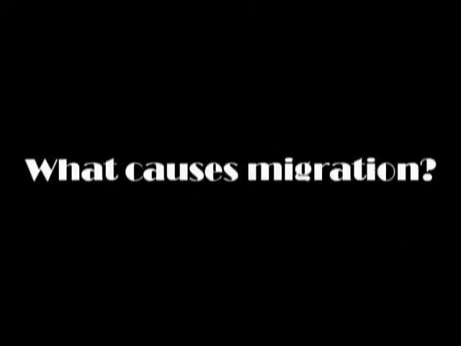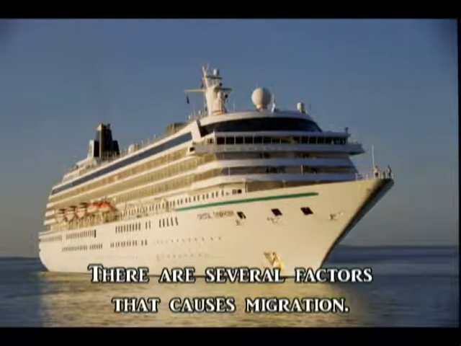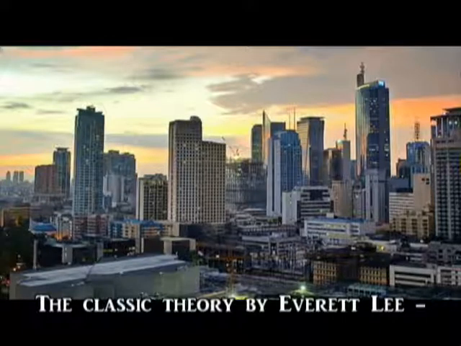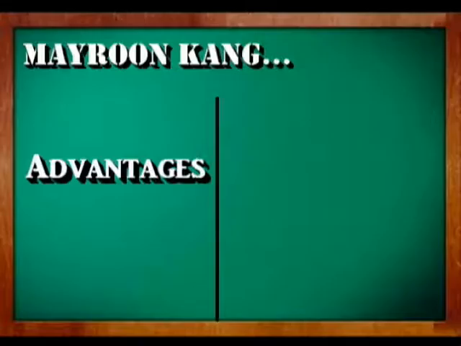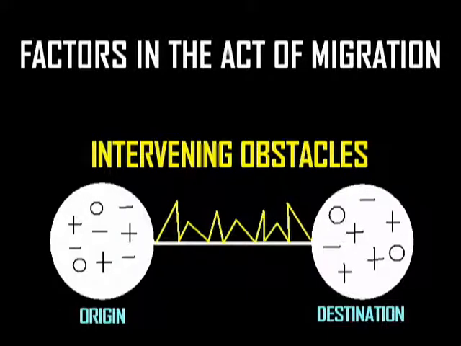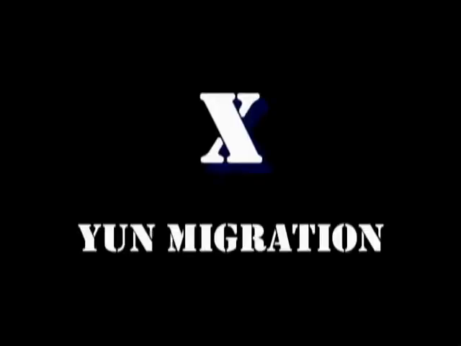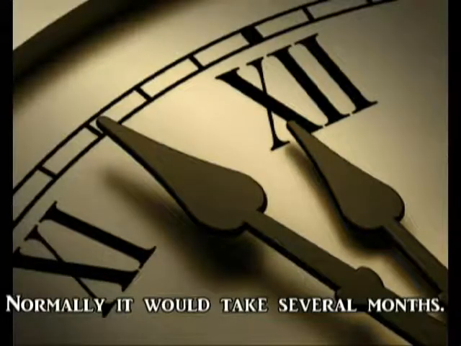What causes migration? There are several factors that cause migration. The classic theory by Everett Lee, the push-pull theory, says you have advantages and disadvantages from the area of origin to the area of destination. Because there is change, you factor in place and time. So, if he left on this day and came back that same night, that is not migration. Normally, if it takes several months, that is migration.